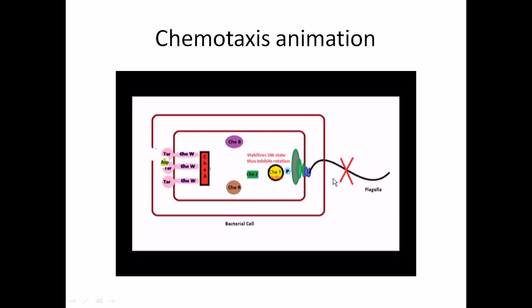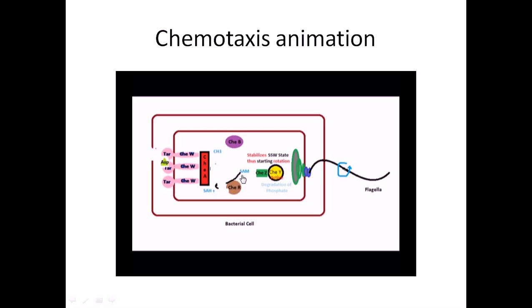That means the inhibition of the rotation. It doesn't mean the inhibition of rotation, but it means the inhibition of run. Now if CheZ comes in and degrades the phosphate, it will stabilize the opposite state, which is the CCW state, which means the running of the flagella.